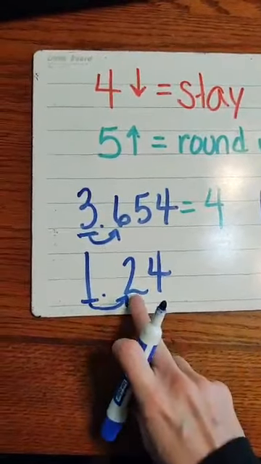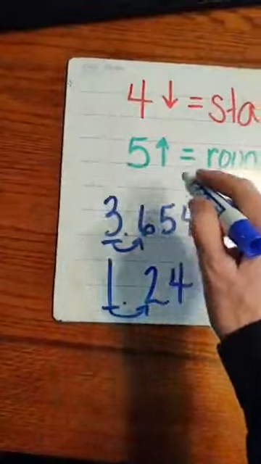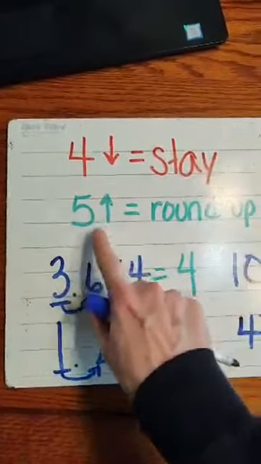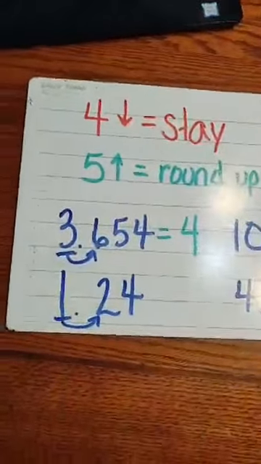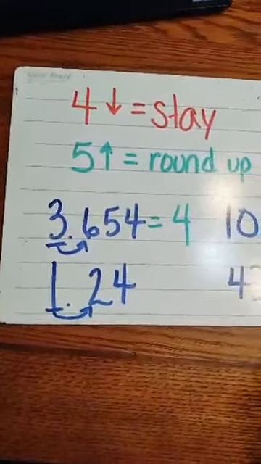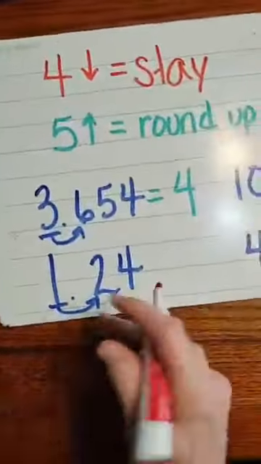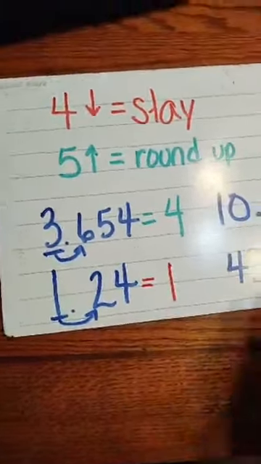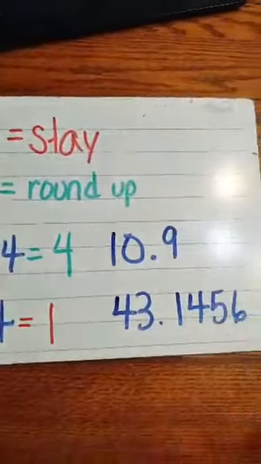So now I'm looking at this number, and that's where I go up here, is my arrow number. 4 or less, I stay. 5 or more, I round up. So 2. You got it. It's 4 or less, so my 1 is going to stay. So if I round this, it is just 1. Let's take a look at 2 more.